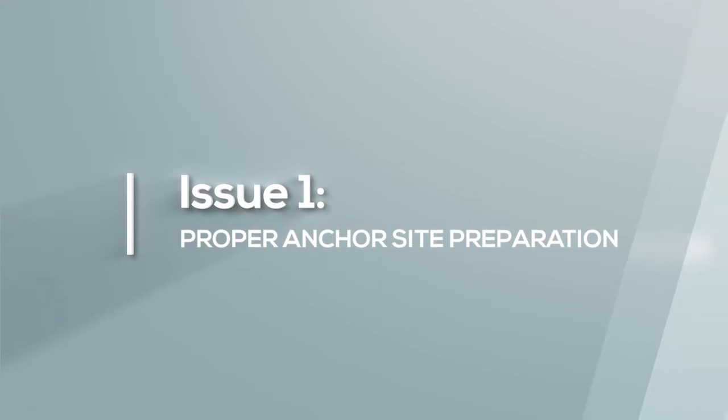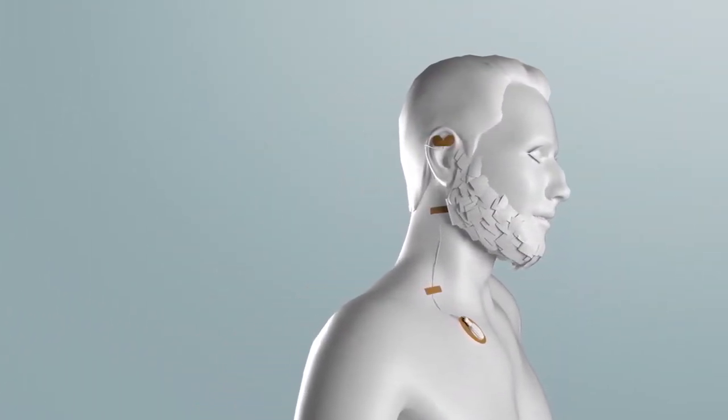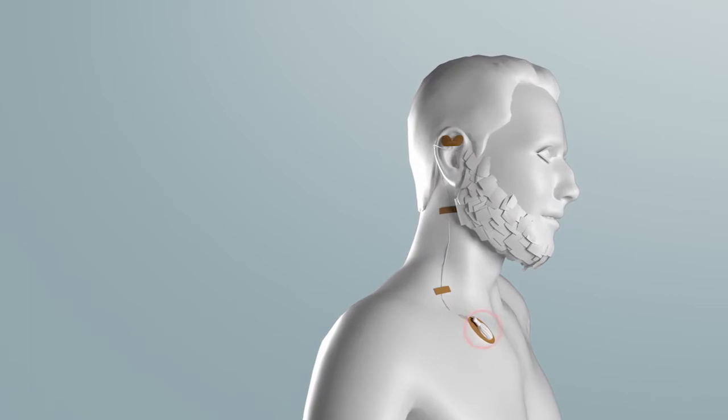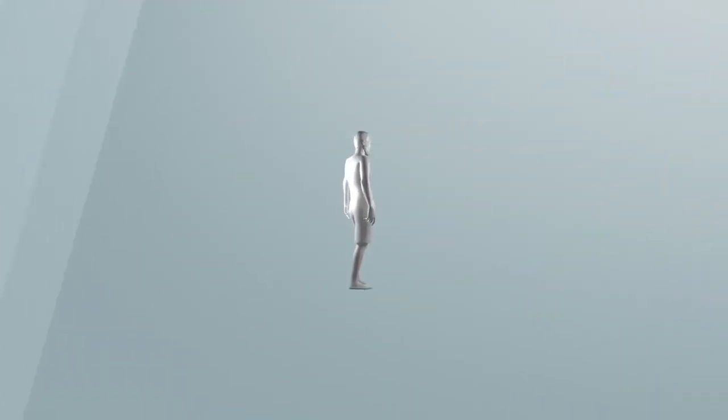Issue 1. Proper anchor site preparation. The anchor site is the point on the patient's shoulder where the adhesive-backed holster clip is applied. During application of the STIVAX device, make sure that the skin around the anchor site is cleaned and dried using the alcohol swabs included in each STIVAX box.